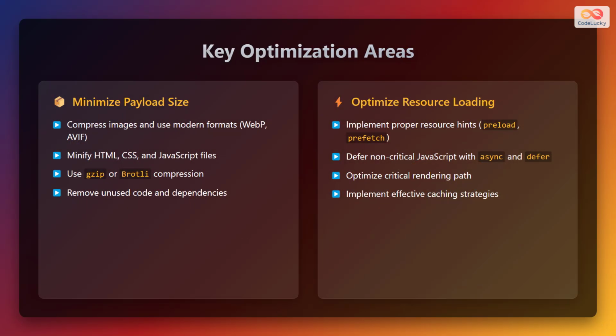There are 2 key areas to focus on when optimizing HTML performance. The first is to minimize the payload size. Techniques for minimizing payload size include compressing images and using modern formats like WebP and AVIF, minifying HTML, CSS, and JavaScript files, using gzip or Brotli compression, and removing any unused code and dependencies. The second key area is optimizing resource loading. This involves implementing proper resource hints such as preload and prefetch, deferring non-critical JavaScript with async and defer attributes, optimizing the critical rendering path, and implementing effective caching strategies.